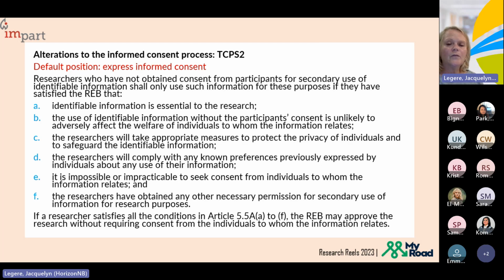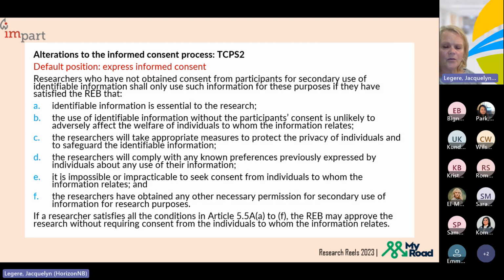However, if you want to do a research project that's a retrospective chart review, and you want to go back into the clinical files and collect information that was originally collected for the purpose of providing care, and you now want to collect that information for the purpose of doing research, then you can submit to the REB. And as long as they meet these qualifications A through F, the REB may grant a waiver of informed consent. So you have to attest that, yes, access to the identifiable information is essential to the research, and that using this information without their consent is unlikely to adversely affect them.